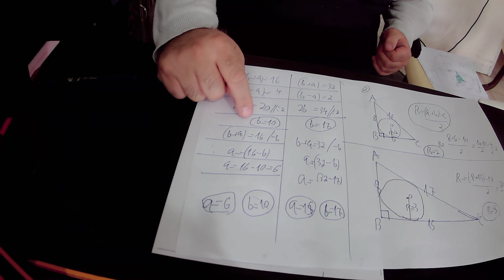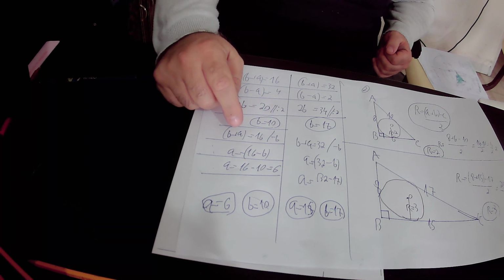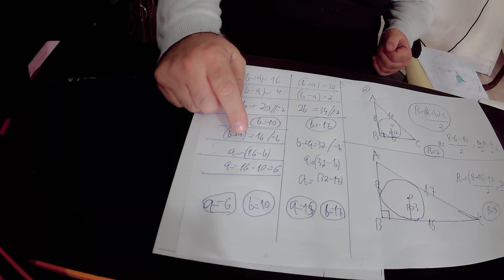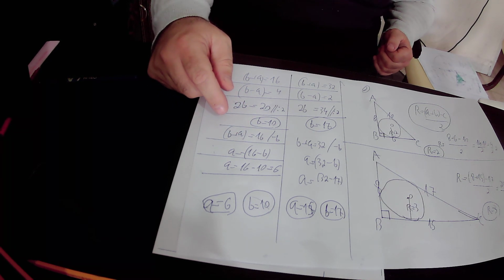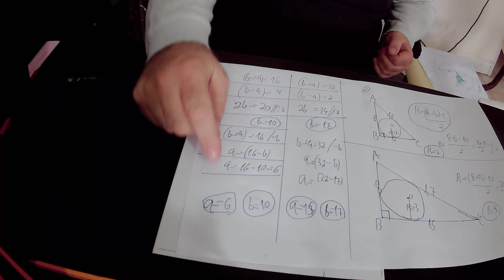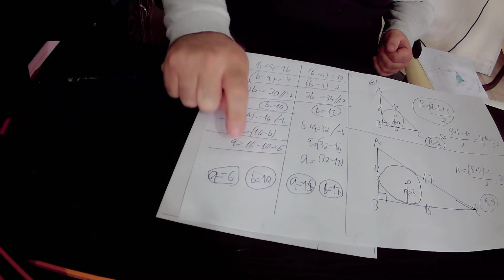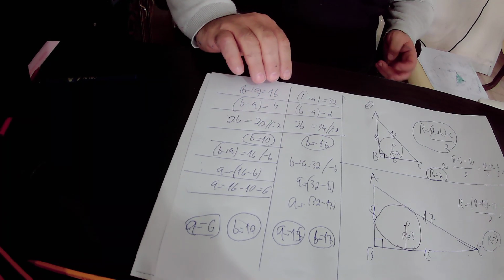But we already found out that b equals 10, so we can substitute b by 10, and we'll get that a equals 16 minus b, that is 16 minus 10, which is 6. So in conclusion, we found out that the first solution to the question is that a equals 6 and b equals 10. And according to the second solution, we'll find out the values of a and b here.